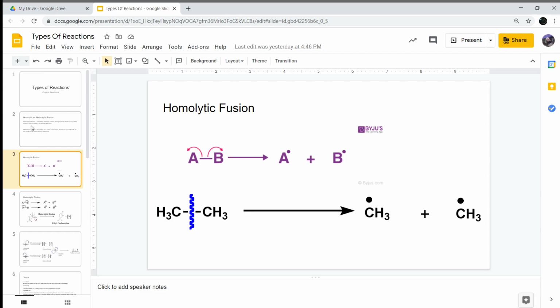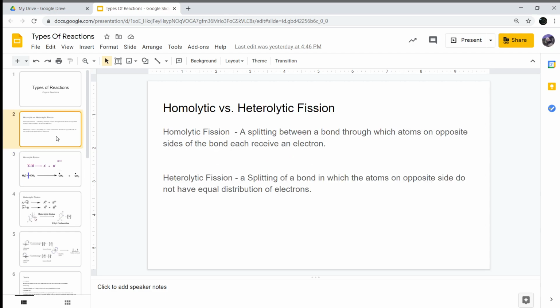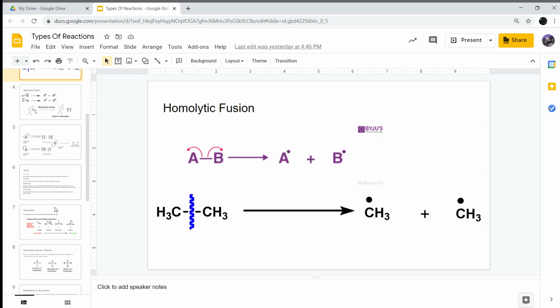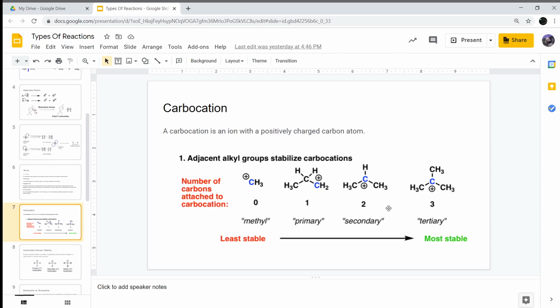Again, in general, remember that we have our two types, homolytic and heterolytic. One of the big things that I want you to get out of this as well is how to identify the different carbocations based off of how many R groups are around it.